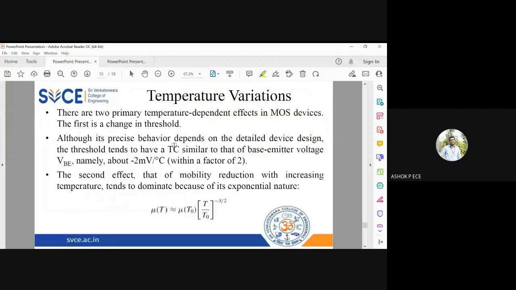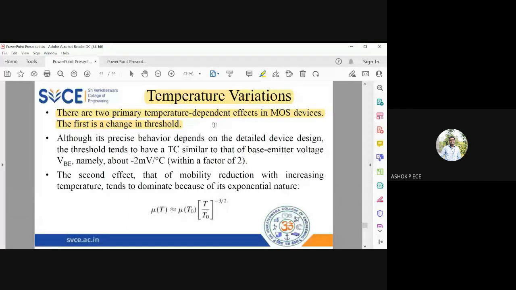And last one, temperature variation. So any semiconductor device is going to have a dependence on temperature. That is unavoidable. And there are two primary temperature dependent effects in a MOSFET. One is threshold. The threshold voltage is a strong function of temperature.